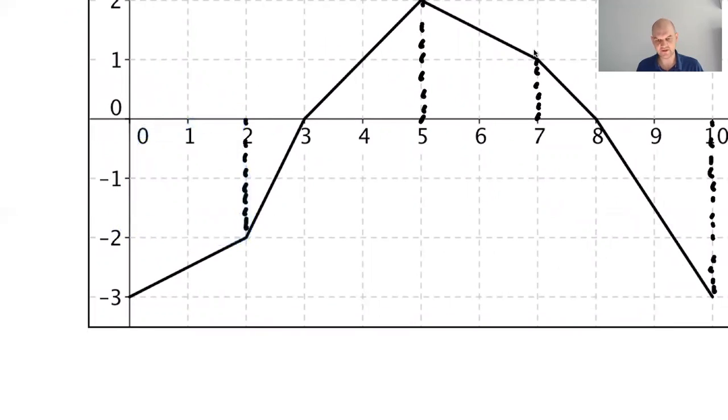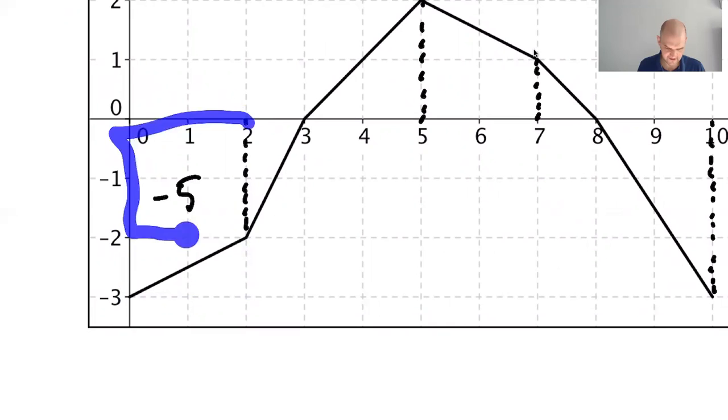So for this first part, I'm going to do this square, which is 2 by 2. So that's 4, but negative 4 because it's below the axis. It's really 2 by negative 2. And then this is 2 by 1, but half of it, so just 1. So this part here in total is negative 5. It was negative 4 for this, and then negative 1 for this.